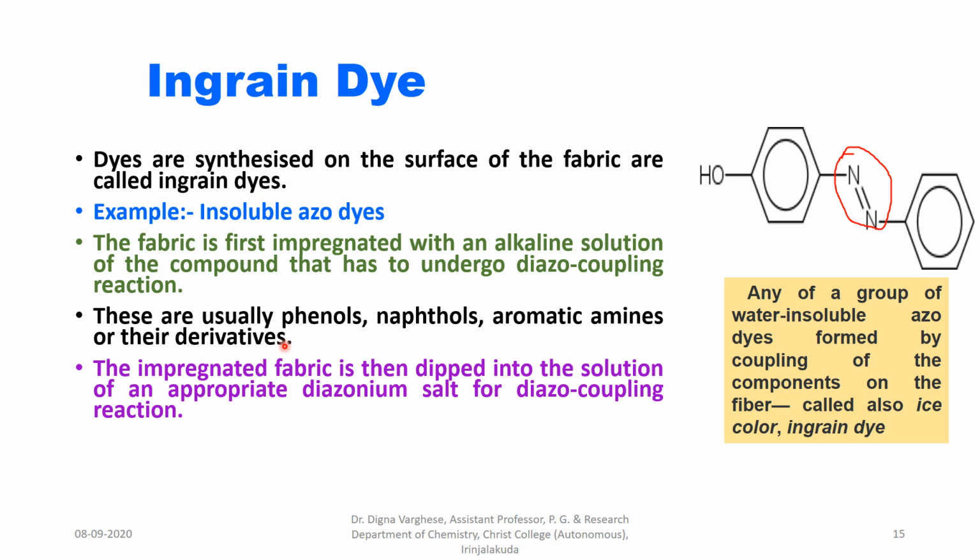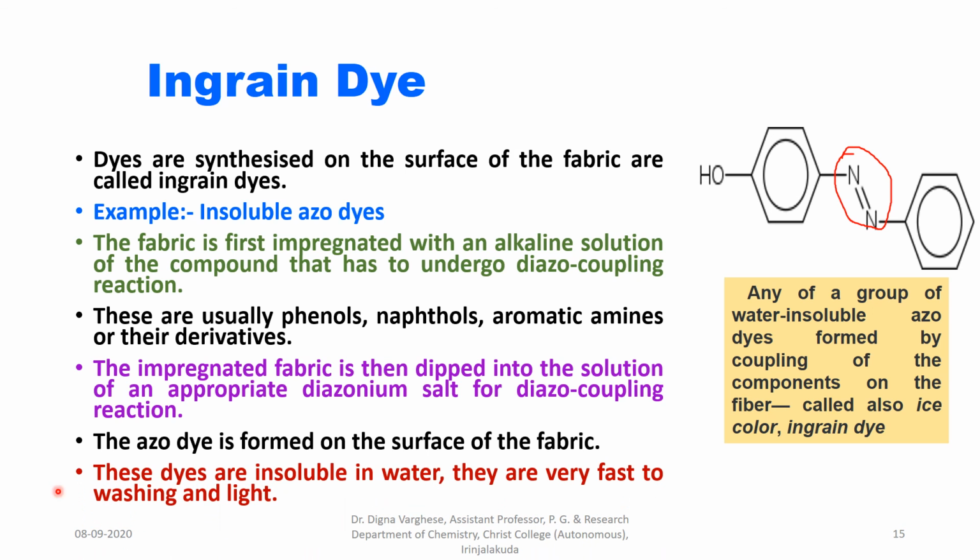On the surface of the fabric it will form the diazo compound, which will give its color by the diazo coupling reaction. The azo dye is formed on the surface of the fabric. These dyes are insoluble in water. They are very fast to washing and light, so they are easily fixed on the fabric.